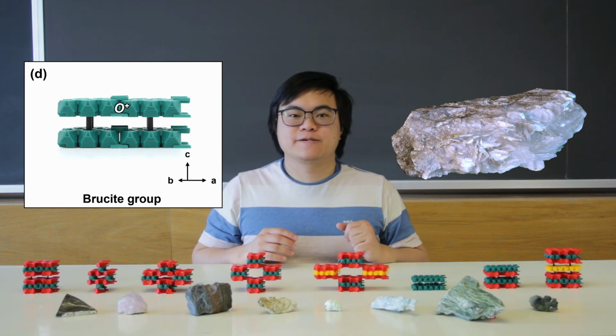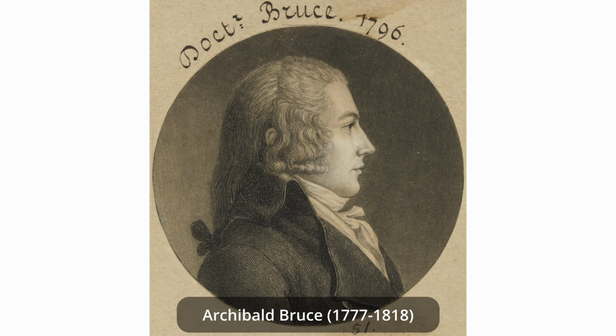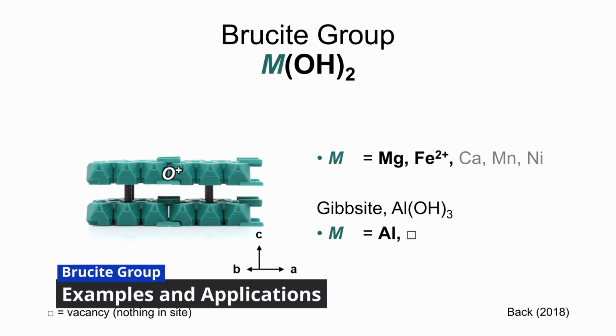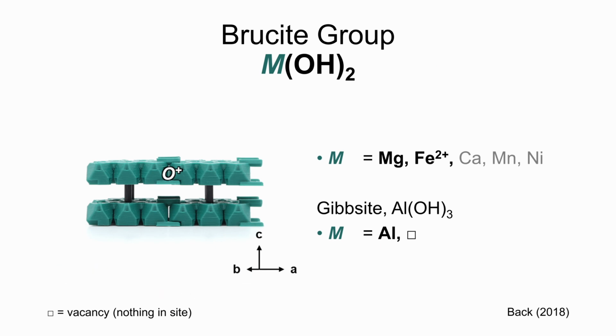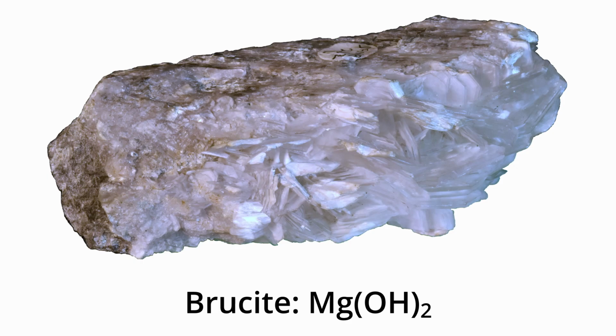this series. Brucite is named after Dr. Archibald Bruce, the mineralogist who discovered it. The Brucite group consists of metal hydroxides with various cations like magnesium, iron, and calcium bonded to hydroxide groups. Brucite is the magnesium hydroxide member of this group.